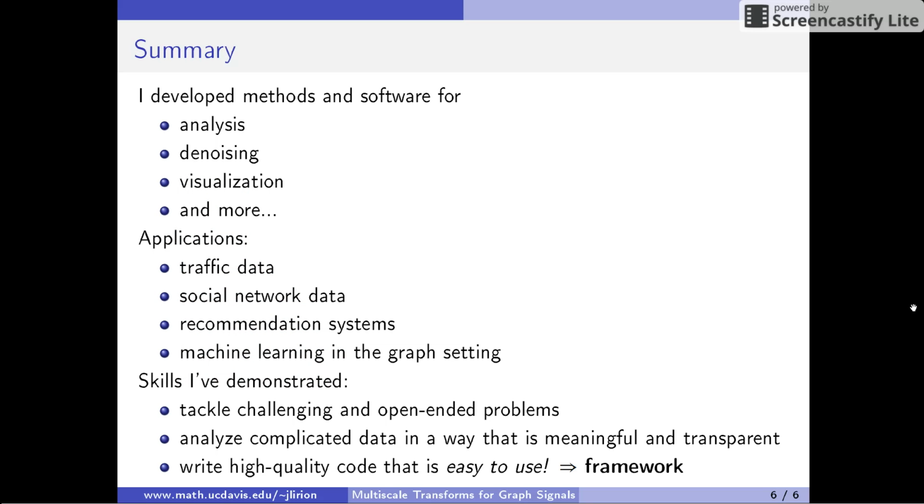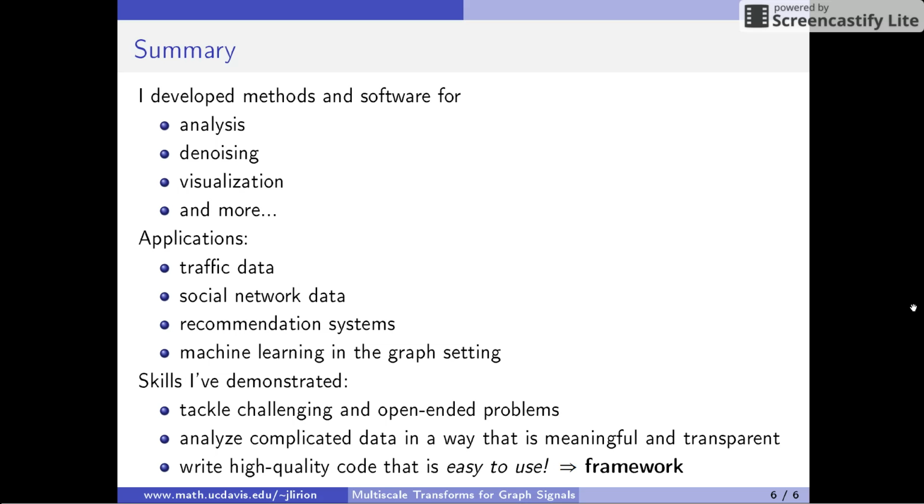So we've got this new kind of signal. How do we analyze it? How do we make sense of it? What can we learn about it? Methods for denoising. Maybe the signal has some noise in it and we want to clean it up. How can we do that? I've developed methods and code for visualization. This goes hand in hand with interpreting the analysis, because really what we've got is a long list of numbers, and we need ways to figure out what these numbers are telling us, and obviously a lot more.